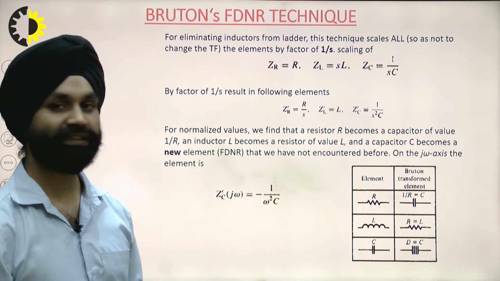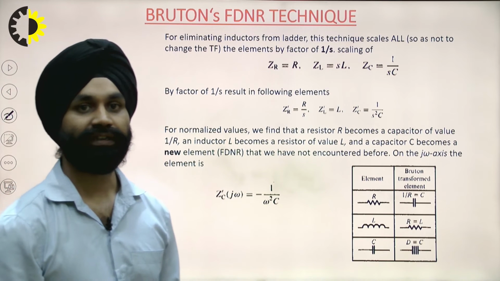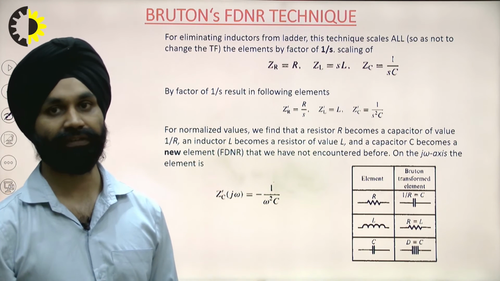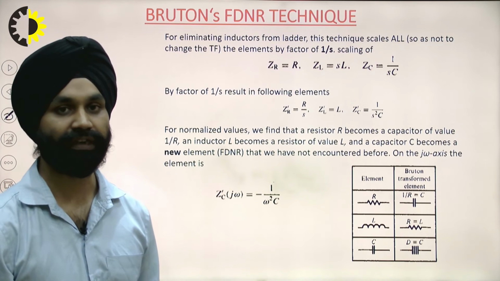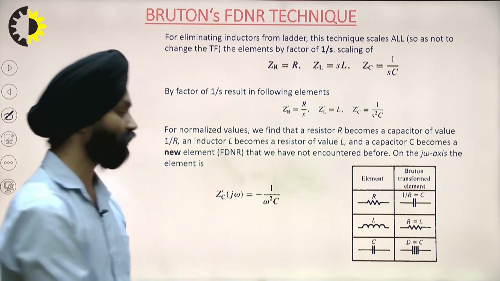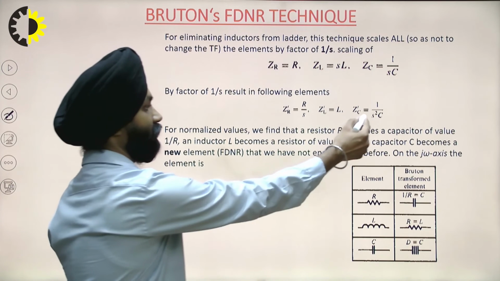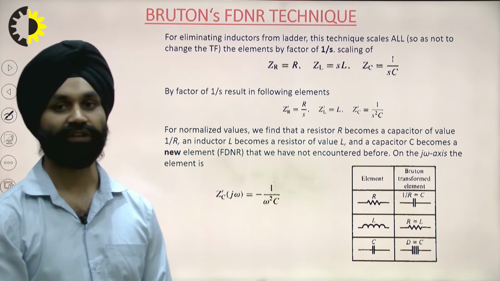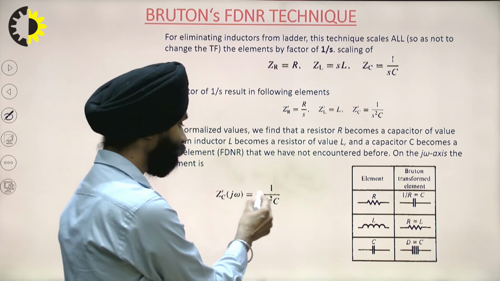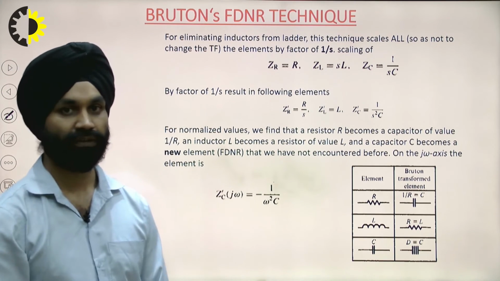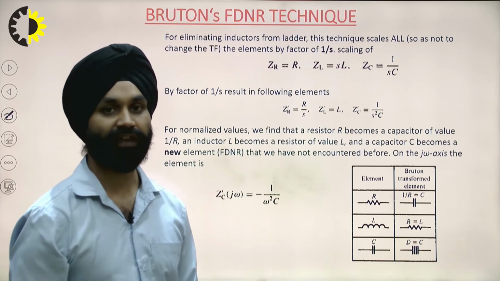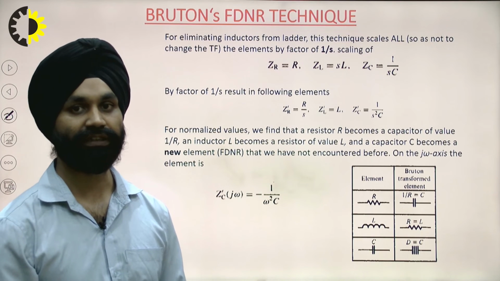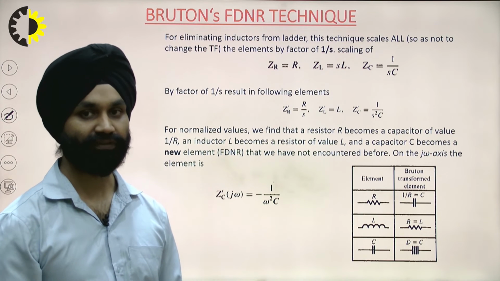Now let's focus on this D. This D is known as the FDNR, frequency dependent negative resistance, because there is S term involved in it. So I can write it in terms of j omega, if I put S equal to j omega, it will be minus of 1 upon omega square C. So it is negative and dependent upon omega. So this ZC is a frequency dependent, omega dependent, negative value of resistance. That's why it is called FDNR.